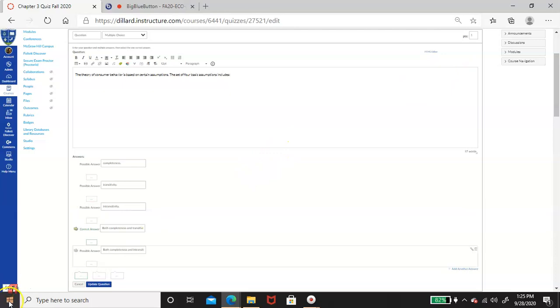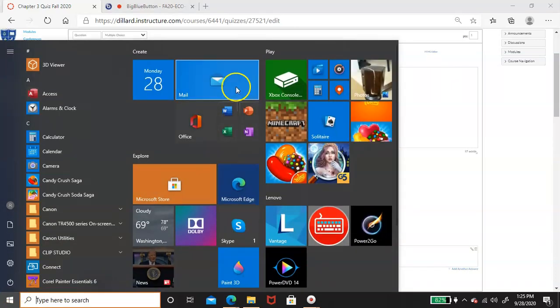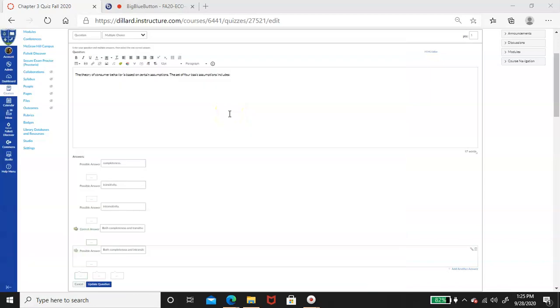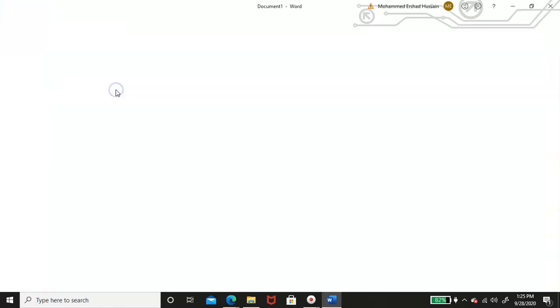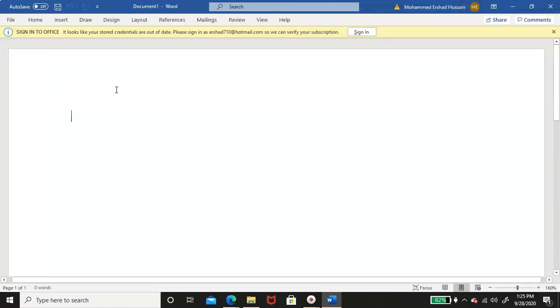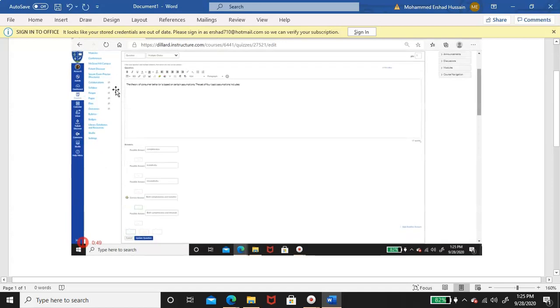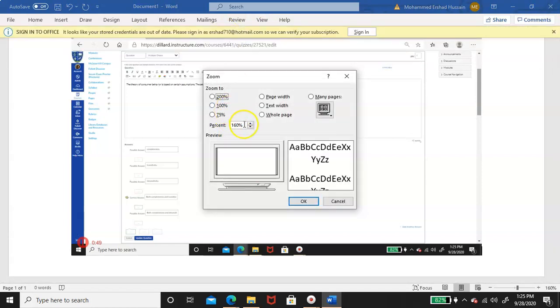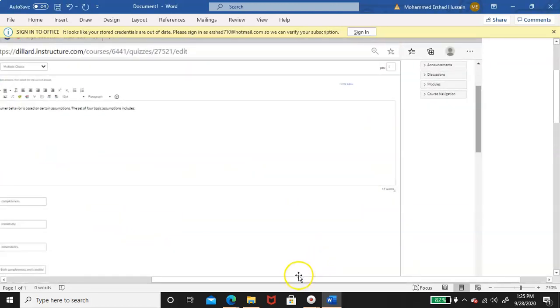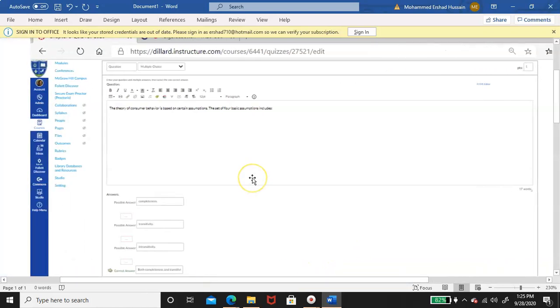Okay, let me set up. I have taken a screenshot. Let me set up in an MS Word file because then I can write. Otherwise, I cannot write. So you see what is going on. Let us go to view, and this is zoom, and zoom to 200, or maybe zoom to 230. See, this is better, right? So let us see what is going on.